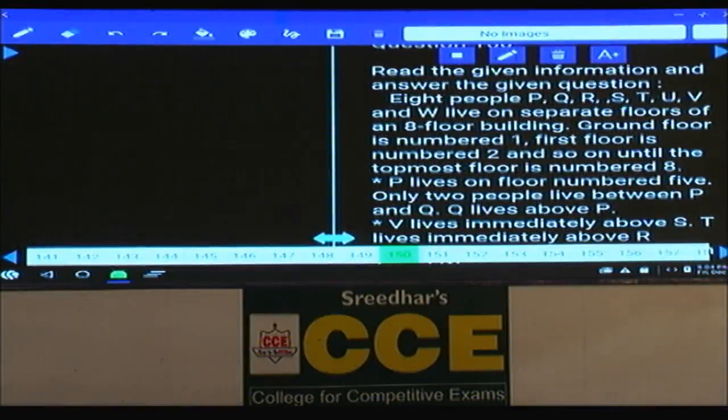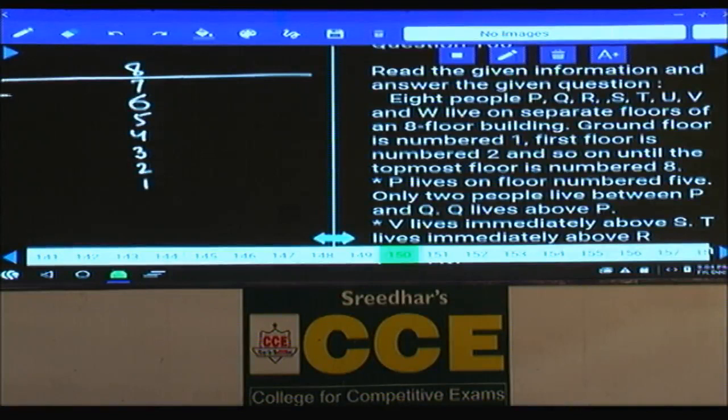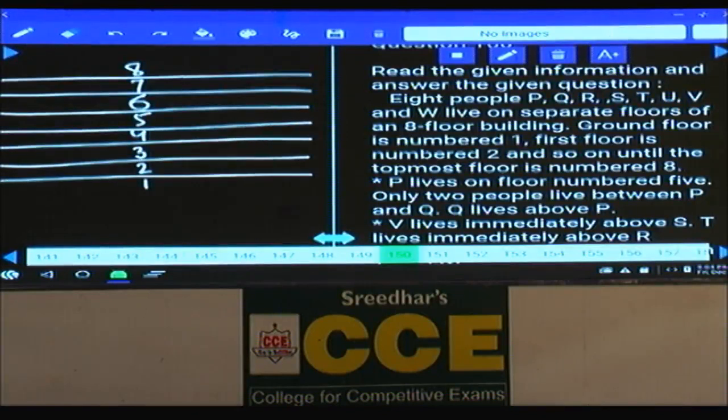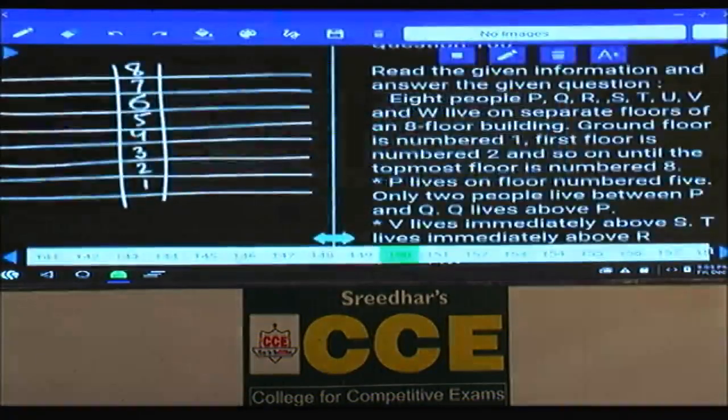8 people are there. They are living on 8 different floors of a building, floors 8, 7, 6, 5, 4, 3, 2 and 1. Condition number 1. P lives on the floor number 5. P must be here.